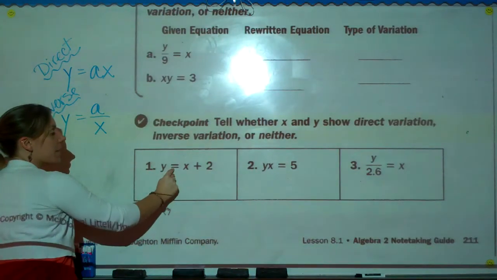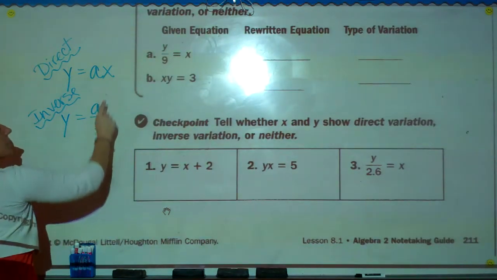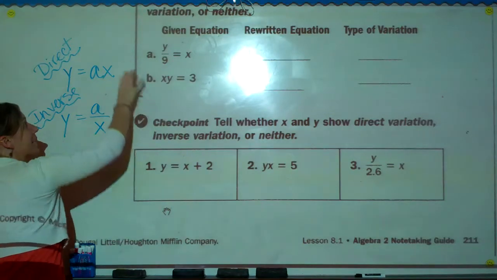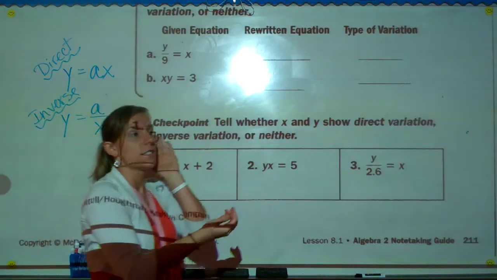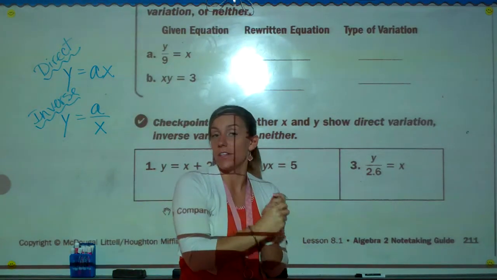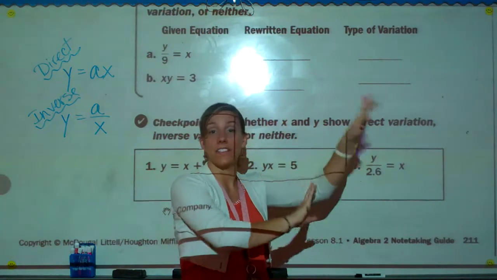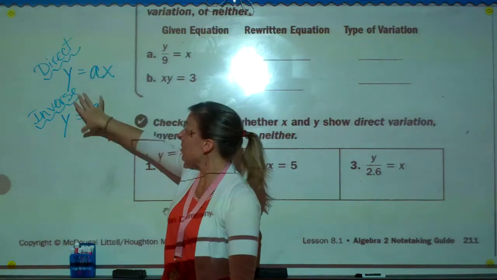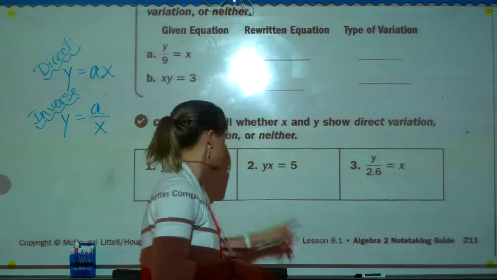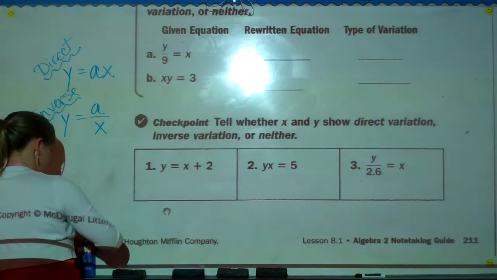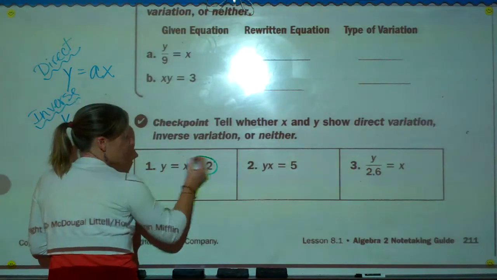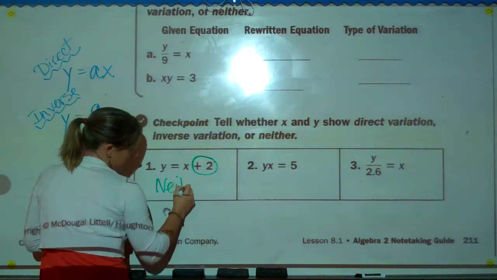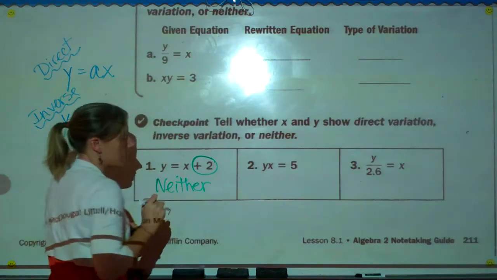All right, this says y equals x plus 2. Well, if you notice, neither one of these are adding anything. That's one specific part of the definition. Neither one adds or subtracts anything ever. It's always just this relationship with x. So, since this is adding something, then it is neither. That makes it neither. Okay?